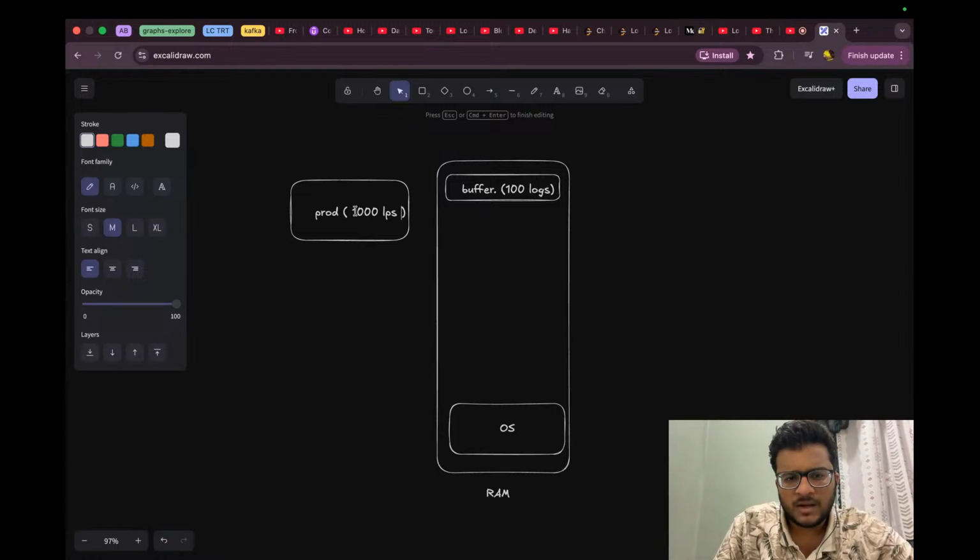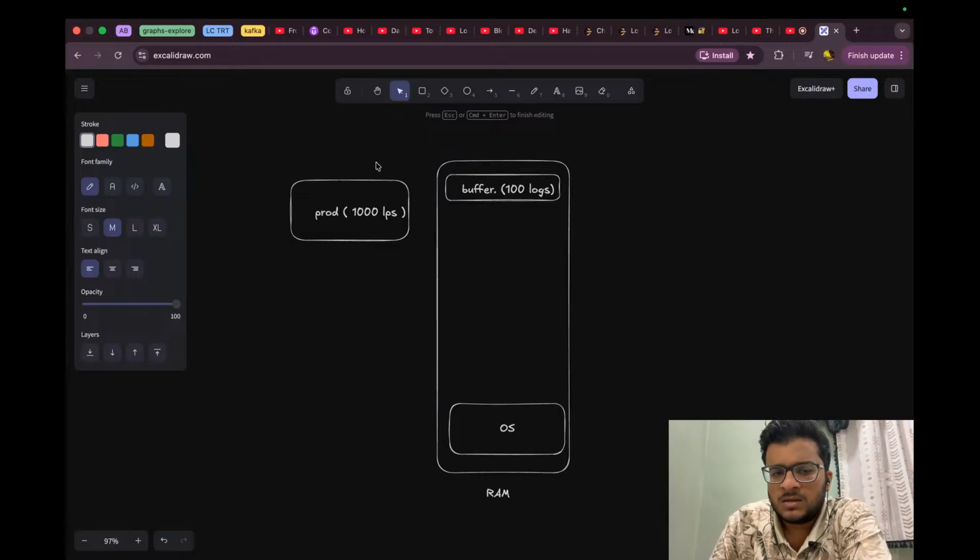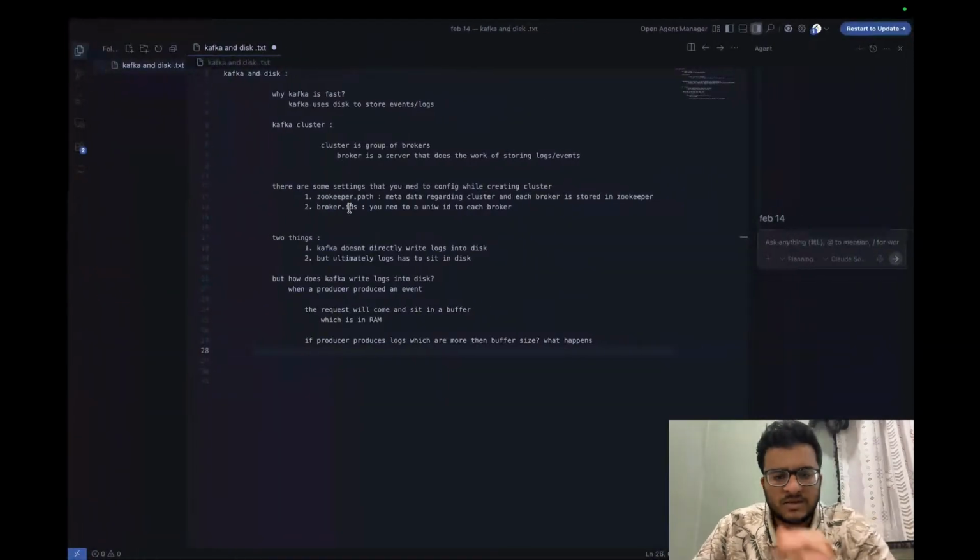What happens is that the remaining 900 events will be lost, and in this case the producer should keep track of which events are lost, and it has to keep sending those logs, which ultimately makes the system slow. So what they usually do is increase the buffer capacity based on your production size, and this is also one of the settings. How much should the size of your buffer be? It should be the same as the producing rate of your producer. That is one of the things.